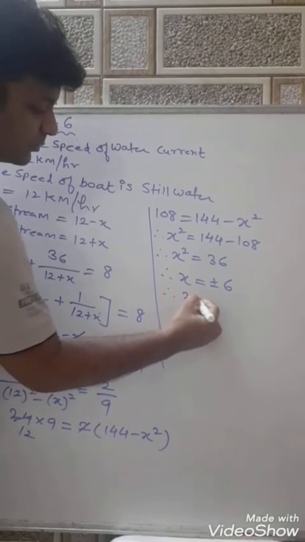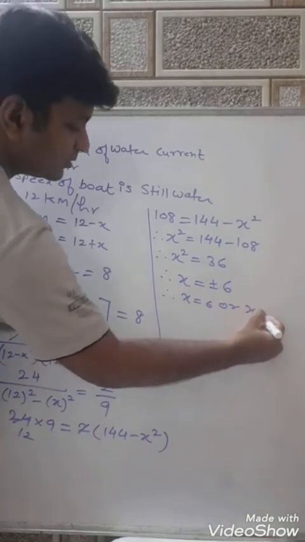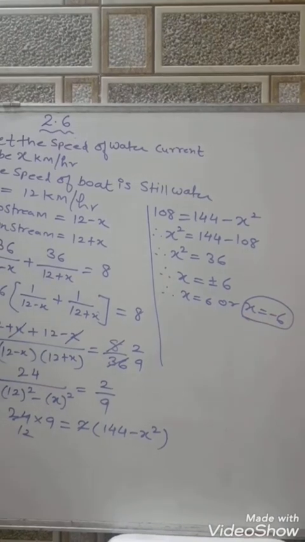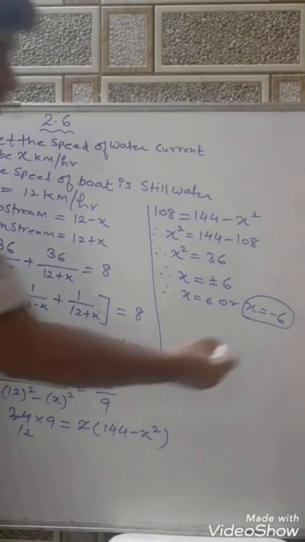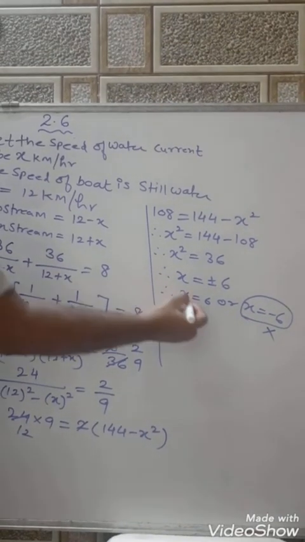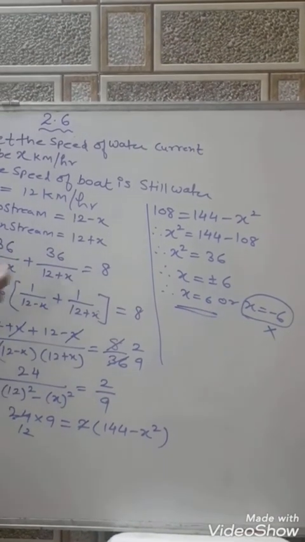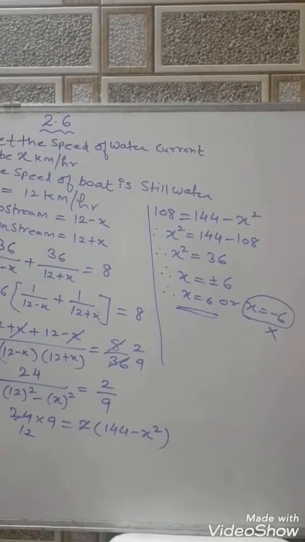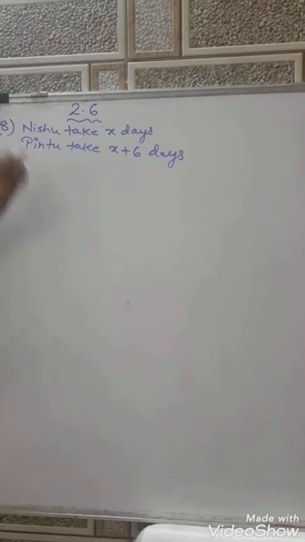So we know x equals 6 or x equals minus 6. But minus is never the speed of water. So the answer is x equals 6. The speed of the water current is 6 kilometers per hour. Eighth one.